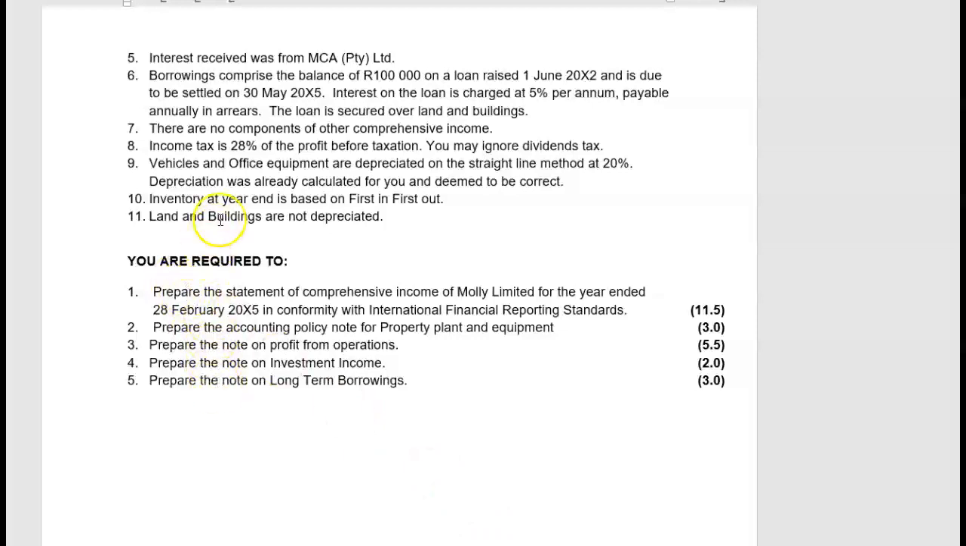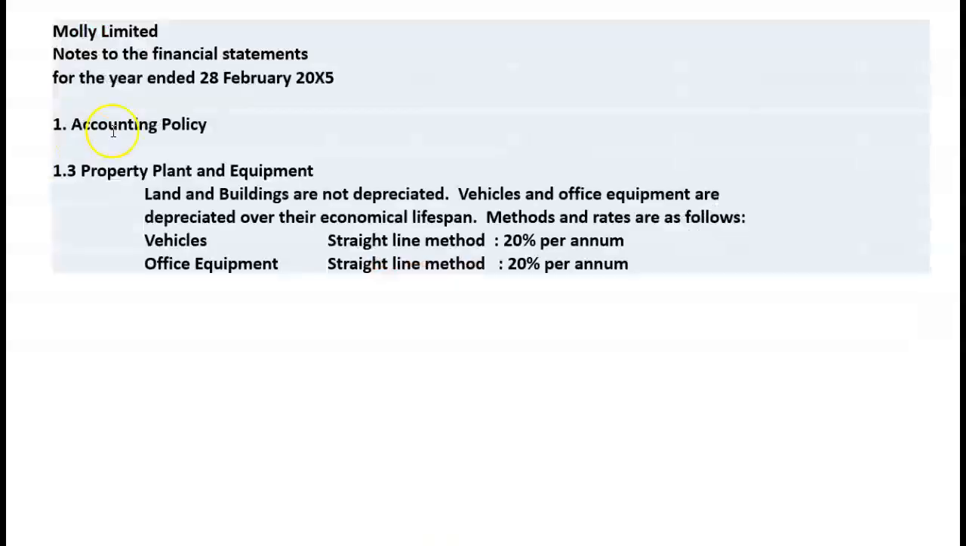Right, the only thing that we haven't done as yet, we have to do the accounting policy note for property, plant and equipment. Vehicles and office equipment is depreciated on the straight line method at 20%. Depreciation is already calculated for you and deemed to be correct, so I don't have to calculate that. Land and buildings are not depreciated. So our accounting policy note will look like this.